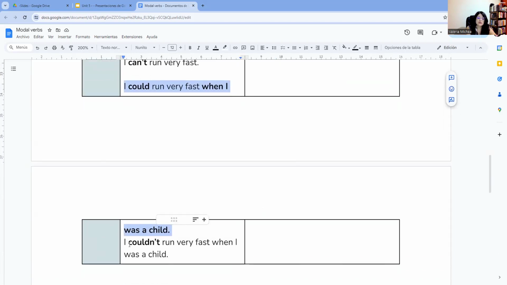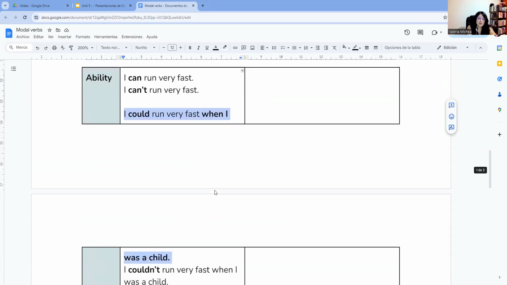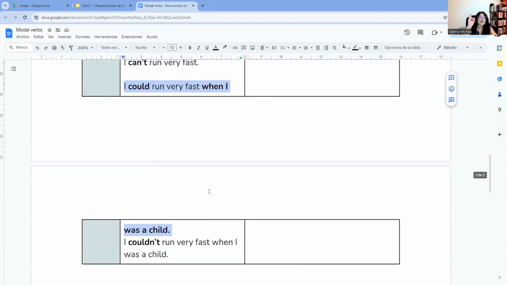Or you can also use it in the negative form. I couldn't run very fast as a child. Like, I've never been able to run fast. Not when I was a child, not now. Right? So that's how we are going to talk about ability. We have can and can't for the present, could and couldn't for the past.